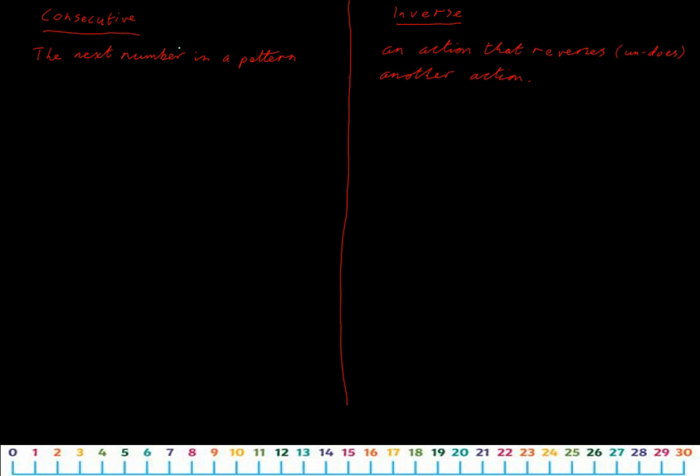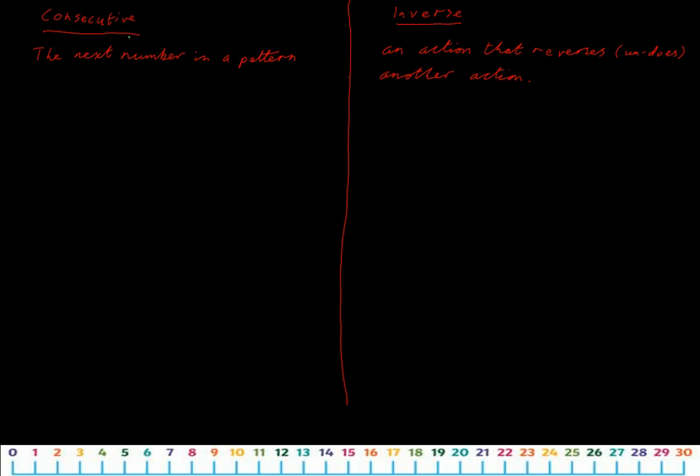Hello. Now we're going to continue on with our work in natural numbers today, and we're going to look at the idea of a consecutive number and an inverse operation. And by the end of our quick chat, we're going to know exactly what both of those things mean. So consecutive just means the next number in a pattern.